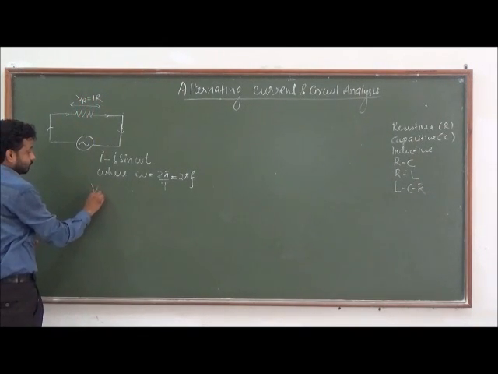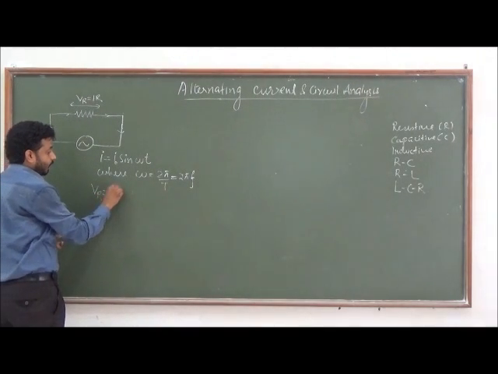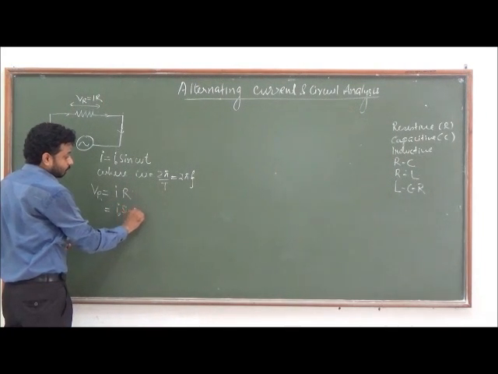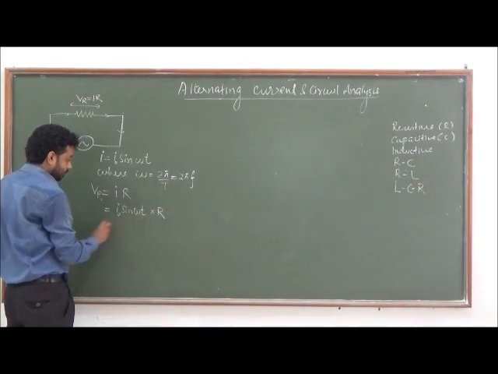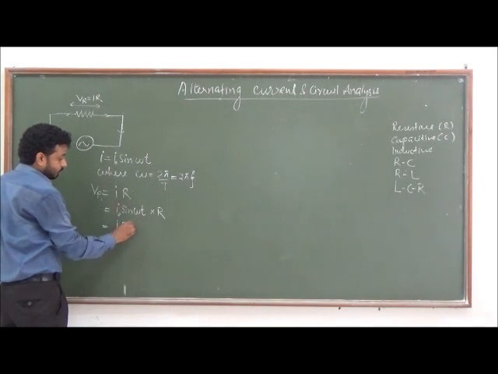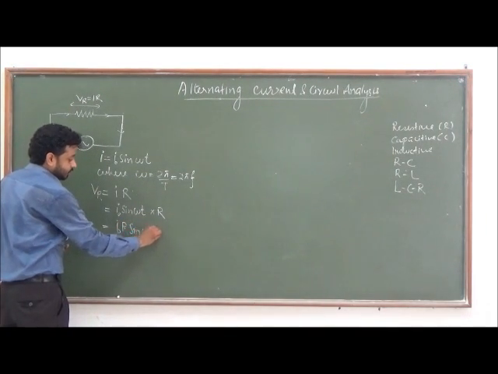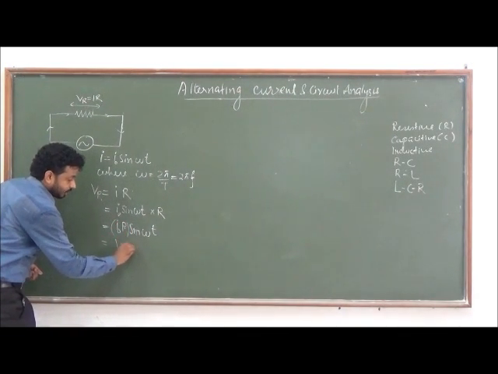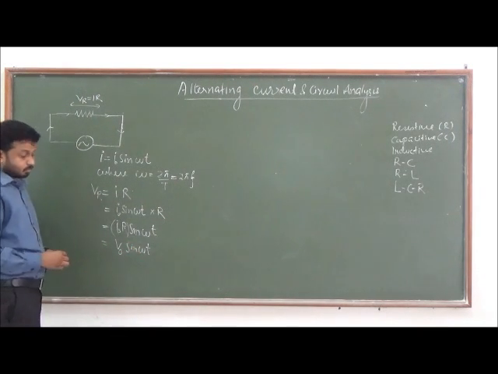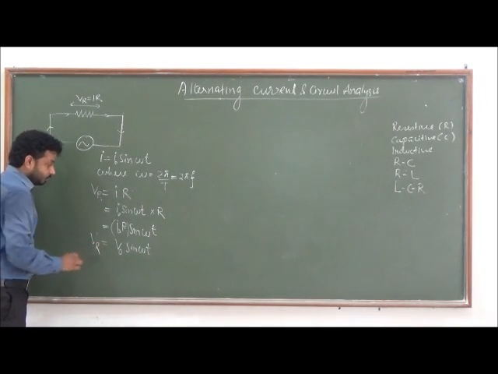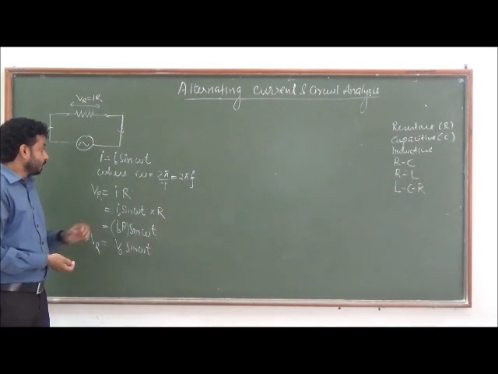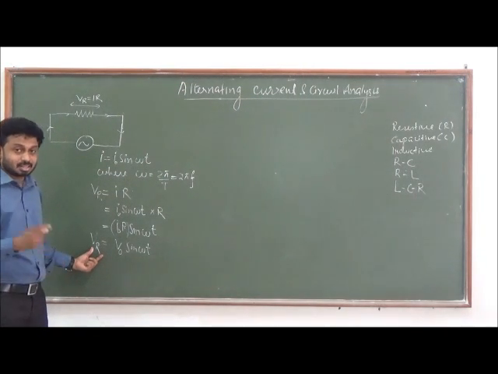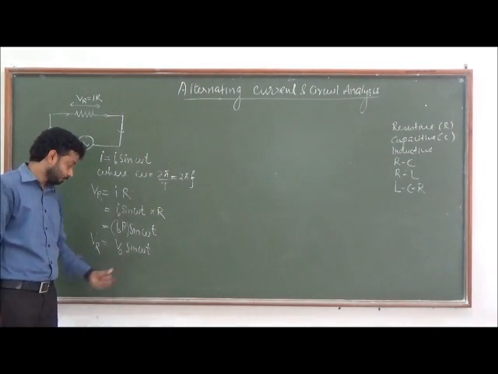So I can write the potential across the resistance as I into R, where I is equal to I0 sine omega t, multiplied by R. This gives you I0 R sine omega t. And this I0 R will be equal to the peak voltage appearing across the resistance. Now, the important thing which needs to be known here is the current is a sine function, as well as the potential across the resistance is also a sine function.